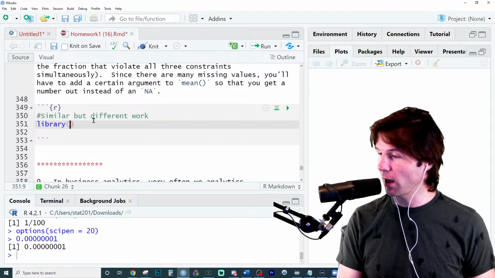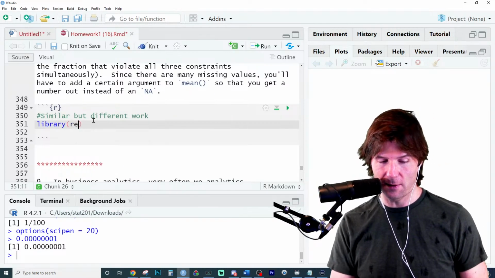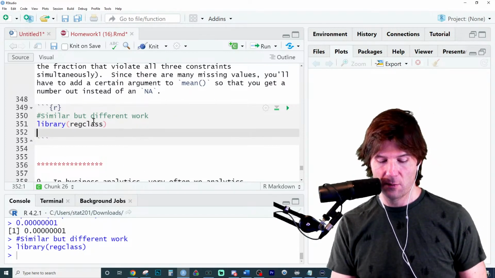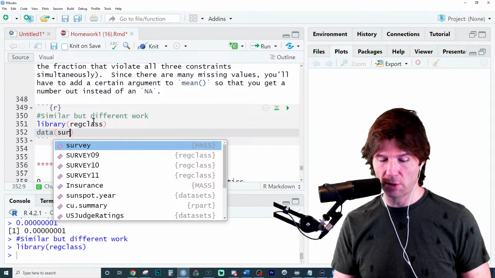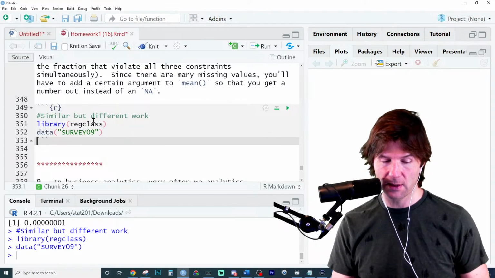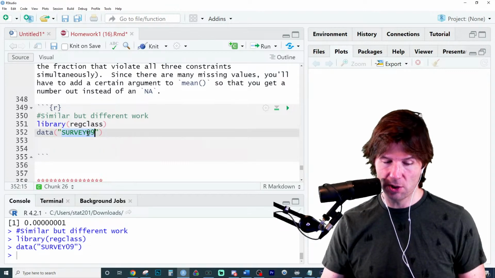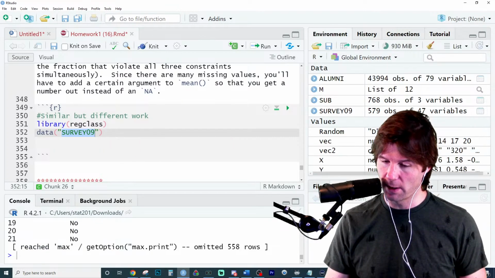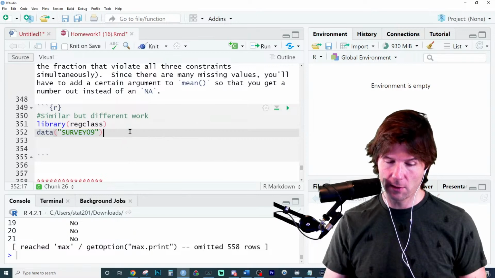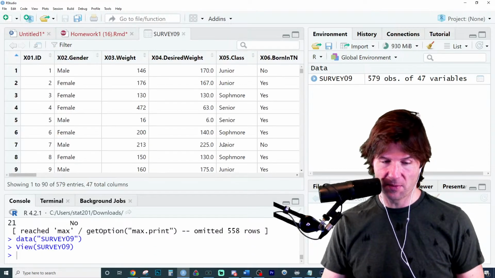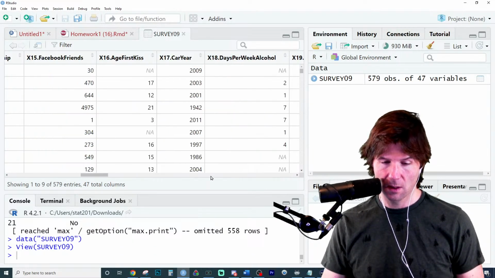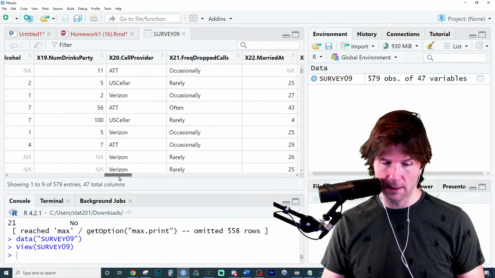So we're going to work actually with some Stats 1 data here. Awesome stuff. This is very old school Stats 1 data, Survey 09 from Reg class. And I think this one has a little bit of issues. Let me look to see if it's one of the data sets I wanted. We'll clear out everything over there, and let me see if this is the data set I'm thinking of. I think it's got it.